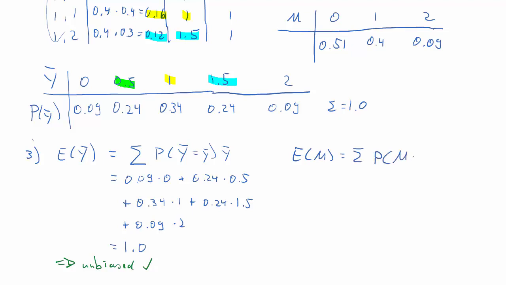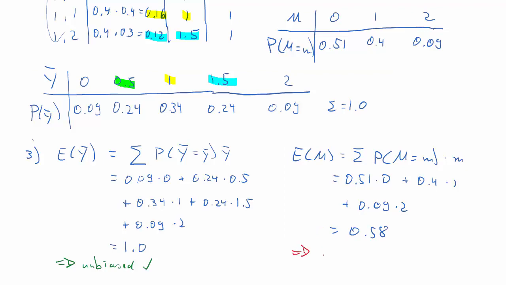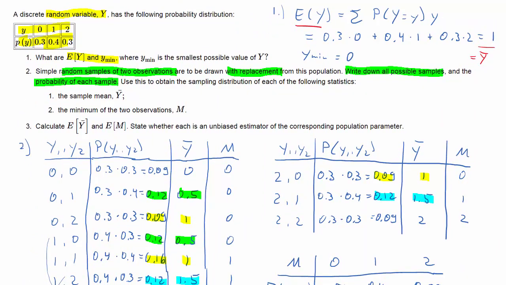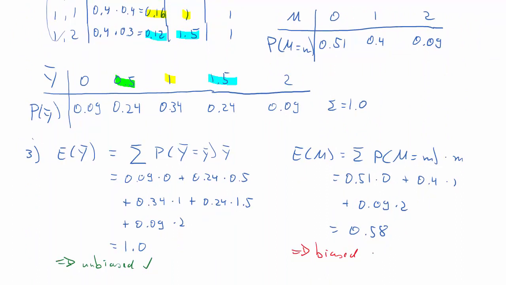So, what about the expected value of m, the minimum? We know the true minimum is 0. Do we get the same result? Is expected value of m 0 as well? We use the same pattern, probability times outcome for all possible outcomes, but what we get is 0.58. That's clearly larger than 0, and therefore m, our sample minimum, is a biased estimator for the true population minimum, because that is 0. But the expected value for the sample minimum is 0.58, so it's positive. So it's a biased estimator.